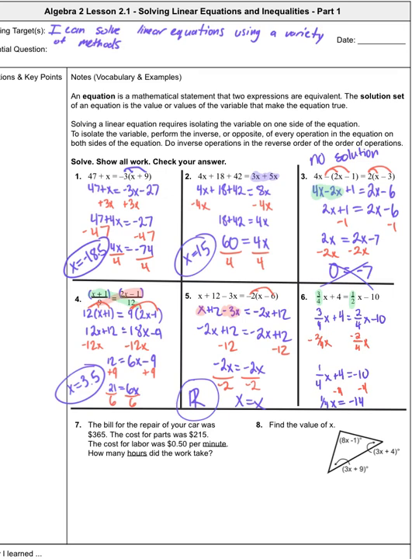Now the 1/4 times x, you can think of x over 4. So the opposite of dividing would be to multiply by 4, because 4 times 1/4 cancels out. Multiply by 4 on the right side, and we get our final answer of x equals negative 56.